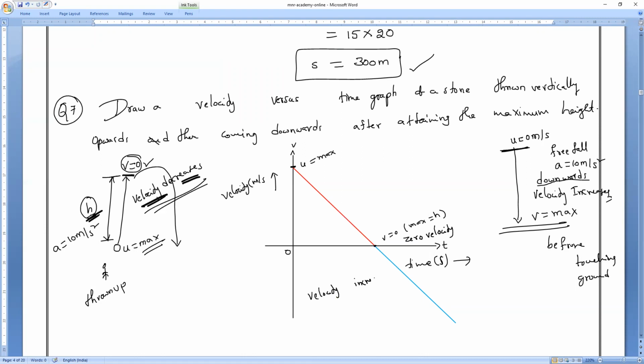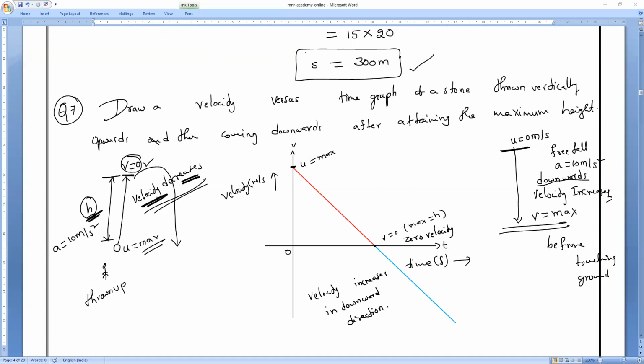Velocity increases. Velocity increases in what direction? Downward direction or upward direction? Downward. Downward direction. That is the graph. Anybody having any doubt, you can ask. Clear, everybody?